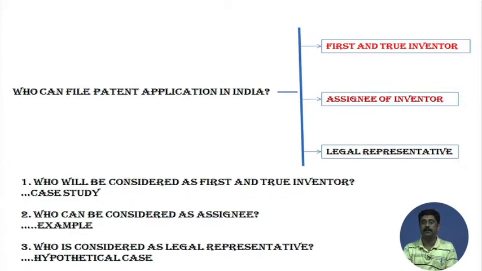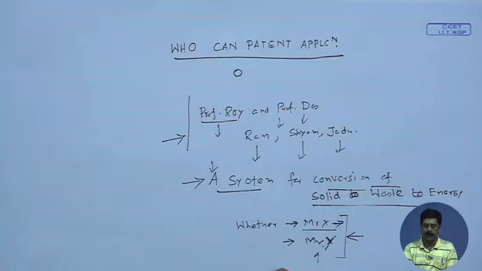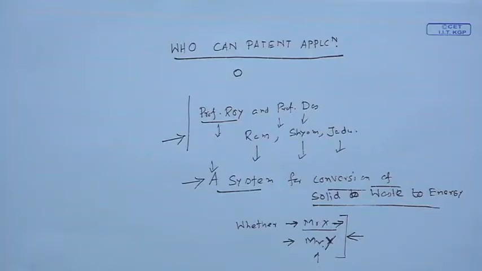So, the question lies here: how many players are involved in this situation? 5 plus 2, 7 players. So, the assignment has to be done by all 7 players to the organization. Otherwise, their right is not complete with reference to that invention. You have to be cautious that the assignment should be done by all the first and true inventors who generated that invention. Otherwise, the title or application provided to that assignee is not complete.